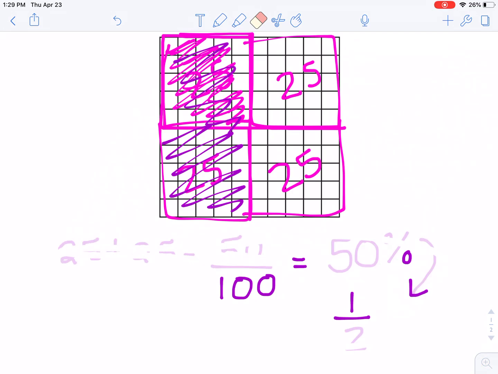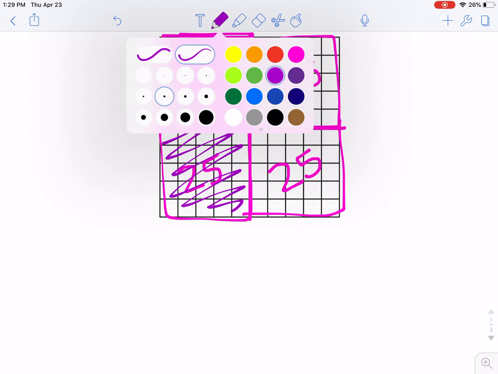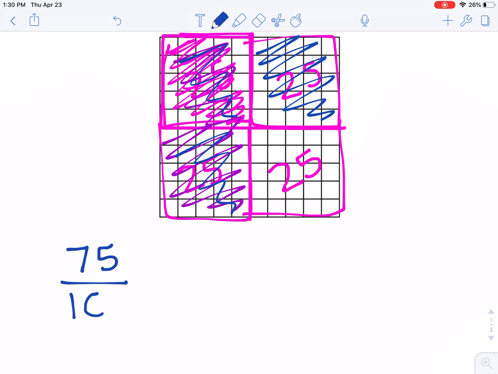I'm going to erase this bottom part again. And this time, let's do color blue so that you can see it. Okay, so now I'm going to color 3. Colored that one, this one, and this one. Okay, so I have colored 75 out of 100, correct? Which is also known as 75%.